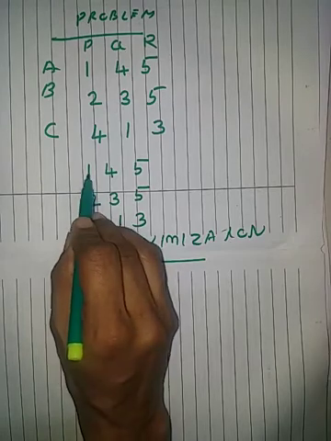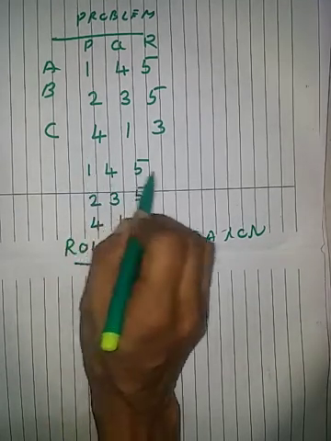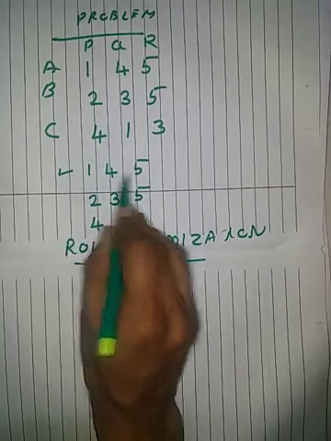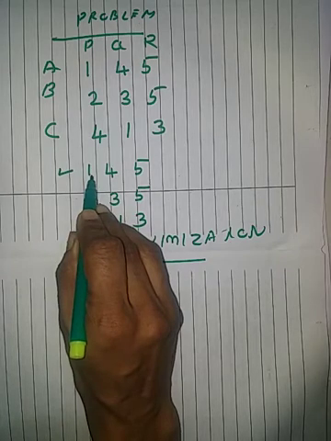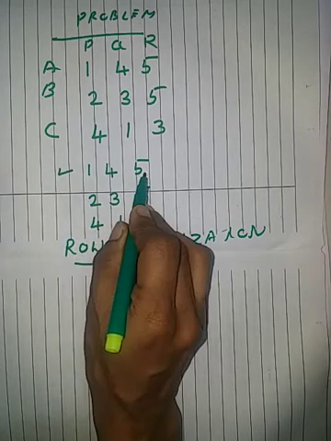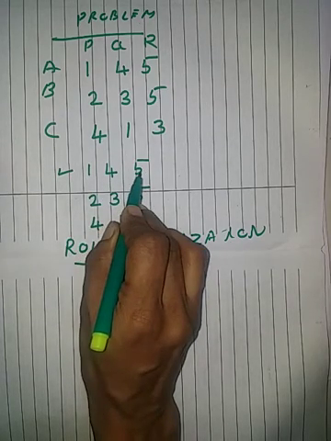That is, subtracting the smallest element of each row from all elements of that row. Taking the first row, the smallest element is 1. Subtract 1 from all elements of row 1. That is 1 minus 1, 4 minus 1, 5 minus 1.